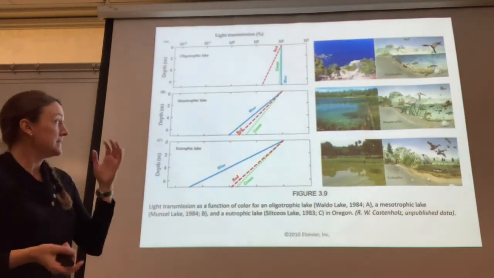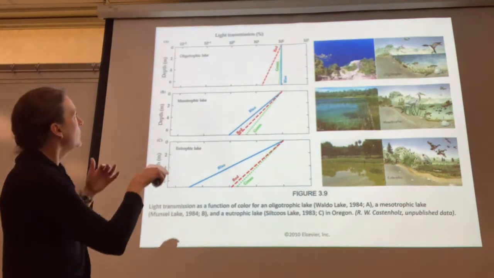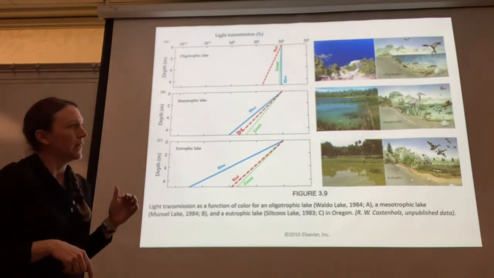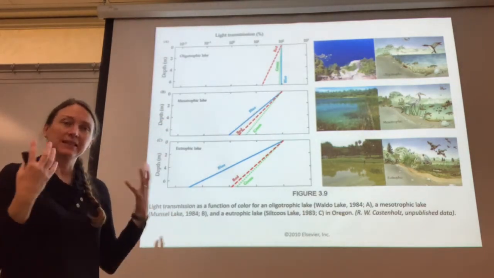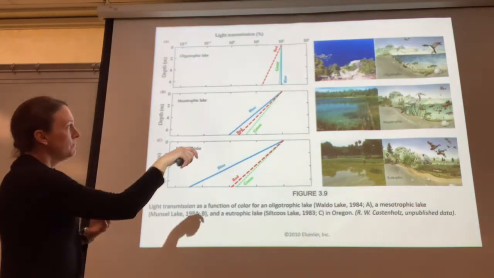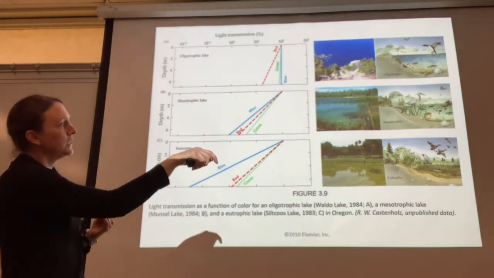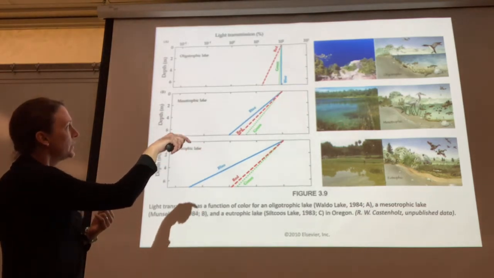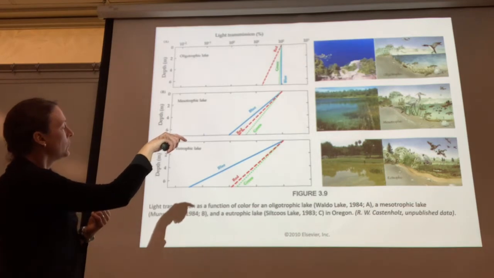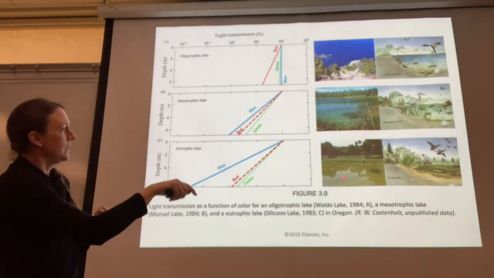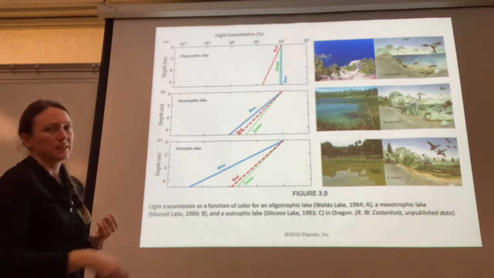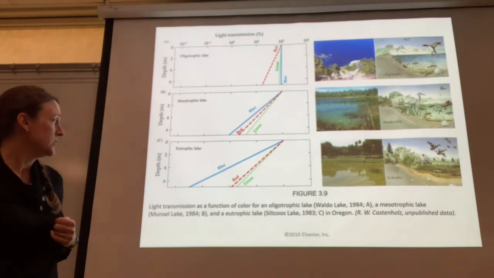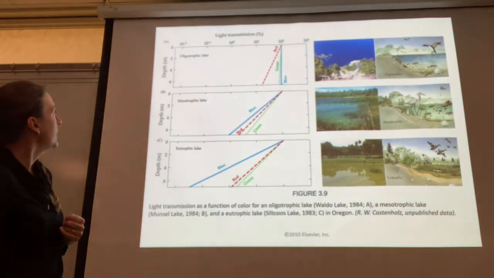And so this influences what lakes look like. If you're a very oligotrophic lake, you're going to transmit that blue light to very deep depths, and that's going to give you a very blue hue. If you're a mesotrophic lake, with some productivity, kind of turquoise blue, you're going to transmit more of the green light, versus a very eutrophic lake, you're basically just going to look green. Okay. So light transmission is a function of color for these different types of lakes.